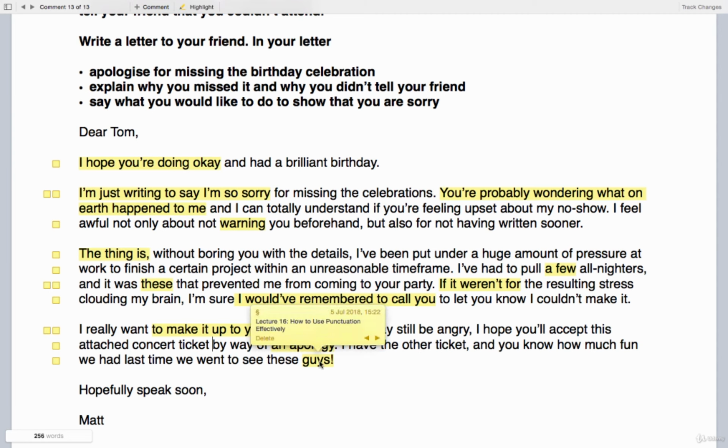What's going on at the end here? Lecture 16, how to use punctuation effectively. At the end here you can see that I've used an exclamation mark. An exclamation mark is probably only going to be appropriate in an informal letter, but it is something that you can use to show your understanding of various punctuation. You don't really get the opportunity to show your understanding of exclamation marks, of ellipses and other punctuation in task 2, but you do get that opportunity in task 1 a little bit more if you're doing the general training. So you can learn about that in the grammar section in lecture 16.